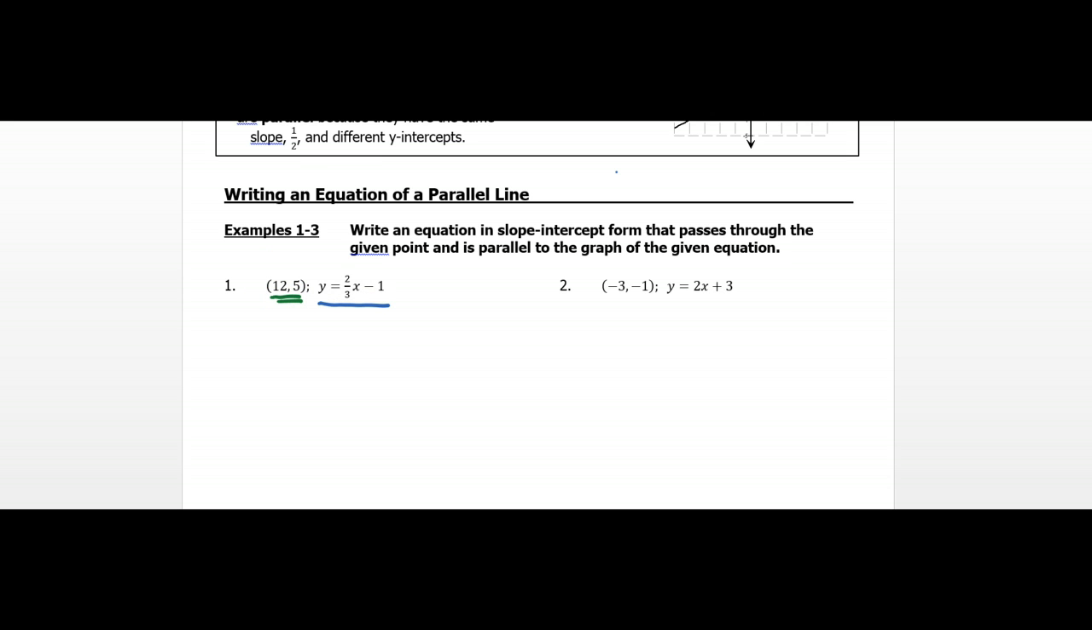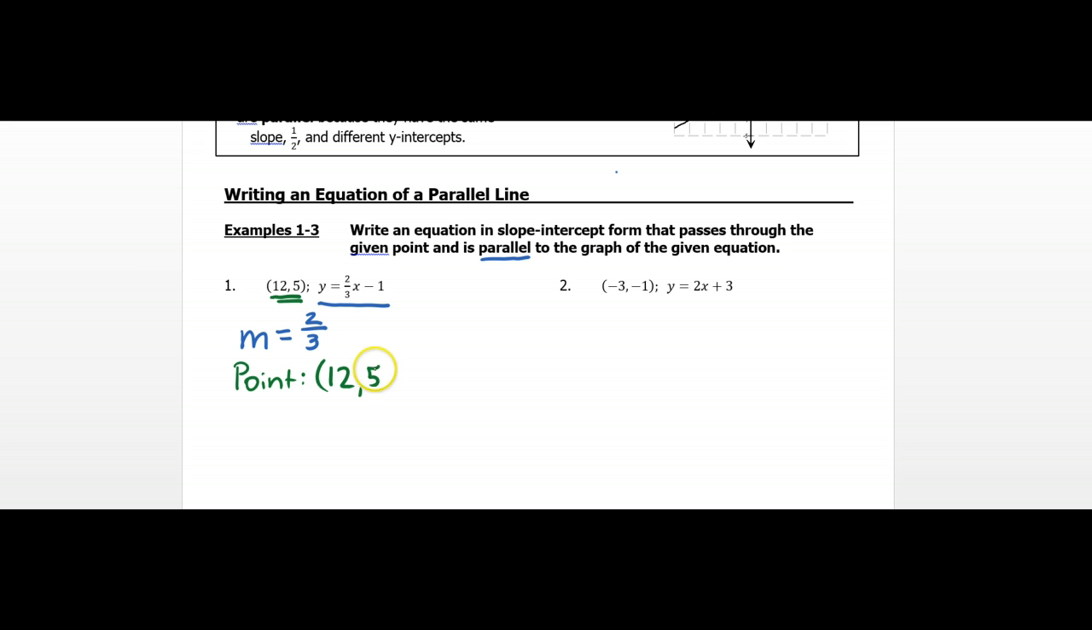Well, let's think back to what that word parallel means again. Parallel means that lines have the same slope. So if we're writing an equation parallel to this line right here, then the slope of our line needs to be the same. So the slope that we use is going to be 2/3. Okay, so we know a slope that we're going to use. We also know a point, so we're going to use the point 12, 5.